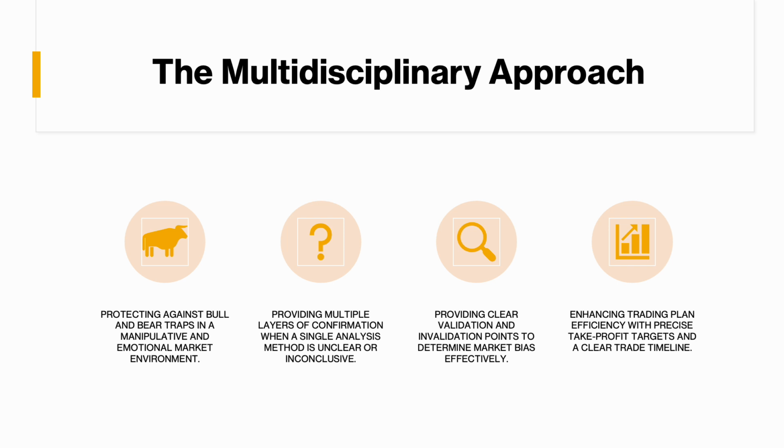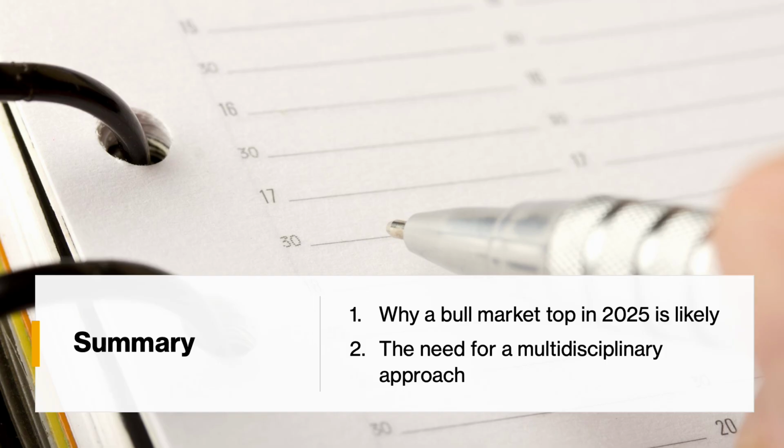The Wyckoff method, Elliott wave analysis, and market structure are the main pillars of this paper. However, I utilize market cycles and Gann lore in certain instances to help pinpoint the possible market top from both price and time perspectives. So far, I have explained 1. Why a bull market top is likely in 2025. 2. The importance of using a multidisciplinary approach to chart analysis.